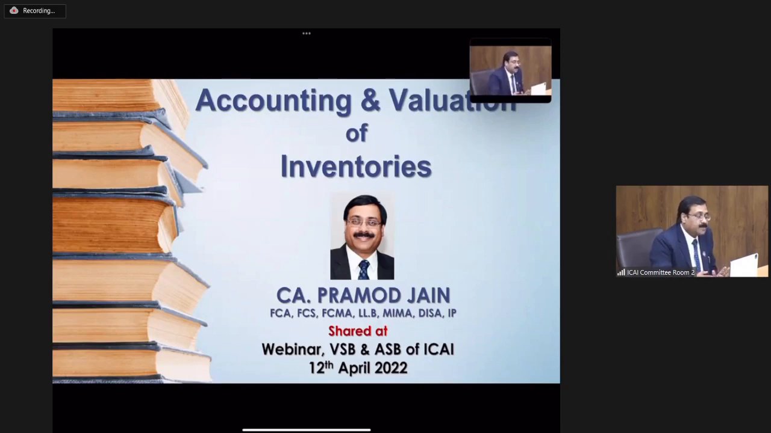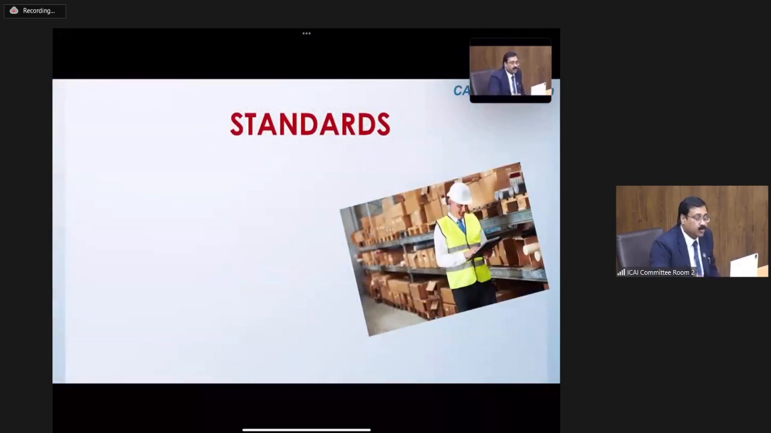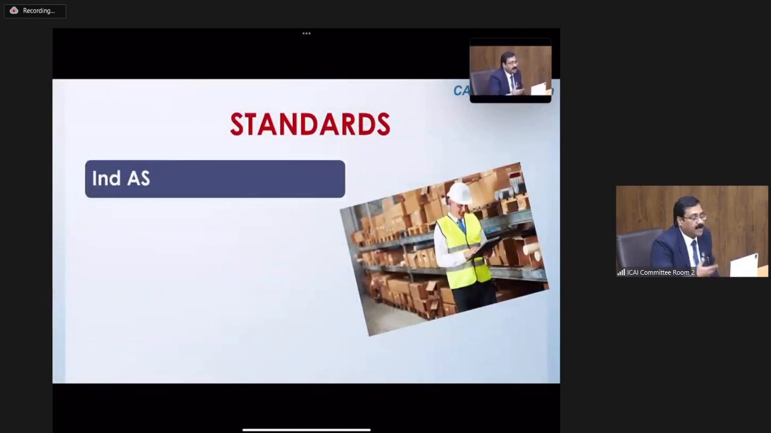Then comes the valuation for the first time when it is done. It is at the end of any reporting period where the financial statements are prepared, where the inventories have to be valued as per the relevant accounting standards. So let us see what those accounting standards are. As told by our VSB chairman, there is Ind AS 2, titled Inventories. The title itself is inventories, but it includes the valuation thereof also. It also talks about accounting concepts.